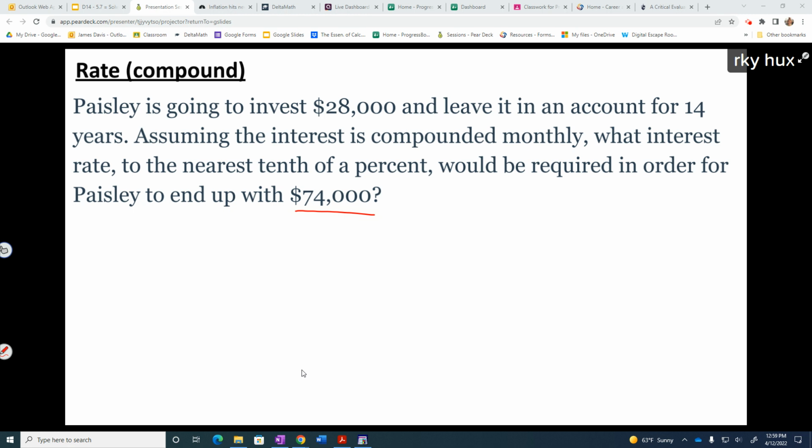So they've got their $28,000 that they've saved, maybe in their retirement, and they want to make sure it's $74,000 so that they can pull that out and pay off the house. So what interest rate are they going to be looking for in order to achieve that goal?